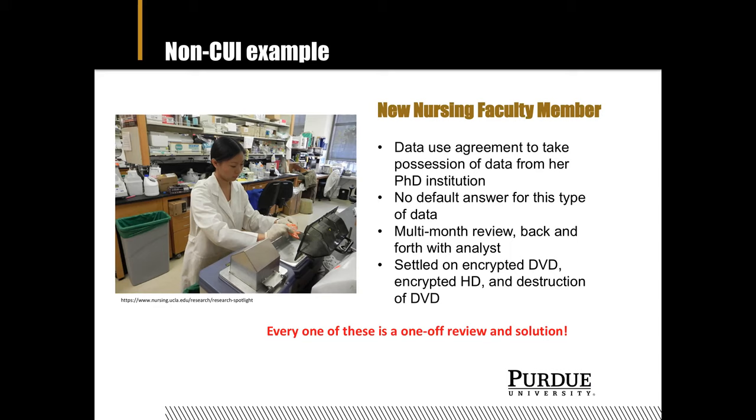And we realized that there's no default answer for this type of data. So she worked with one of our IT analysts for many months, back and forth with the analysts, back and forth with IRBs from both institutions, just to get the data from her institution to Purdue. Her first response was, I had Box at my other institution. Do you guys have Box that we could just transfer the data? Unfortunately, we did not. That would have been an easy answer. And they wound up settling on an encrypted DVD that was FedExed across the country, put on an encrypted hard drive that she keeps in her office, and then promising to delete that DVD once it was copied onto the encrypted storage. From end to end, that took her 7 months from the time she started her job as an assistant professor until when she got her data to a point where she could actually start doing science.